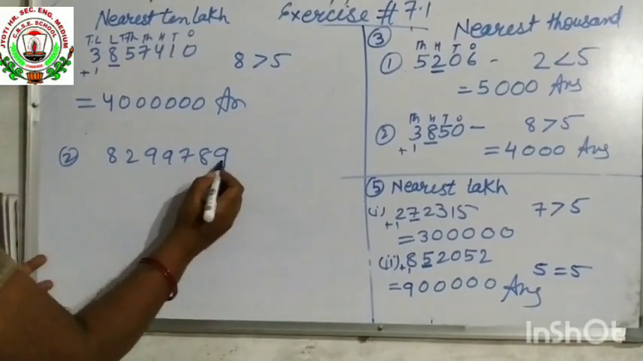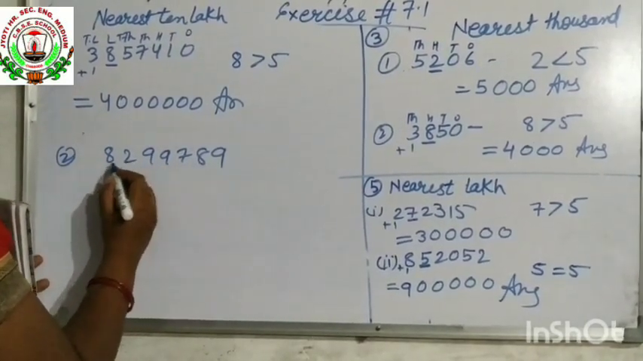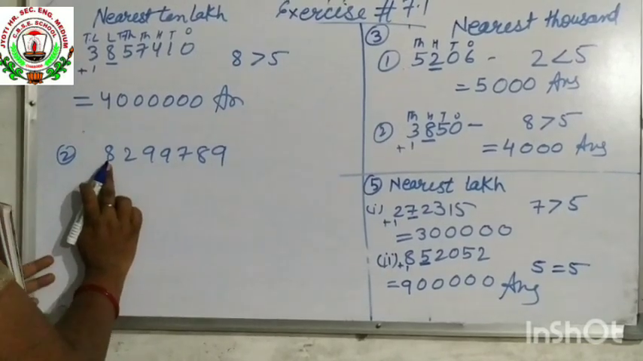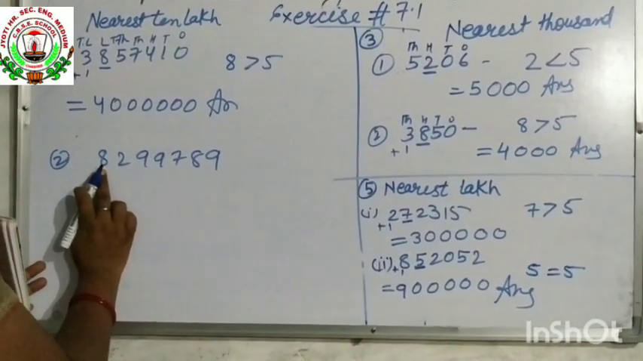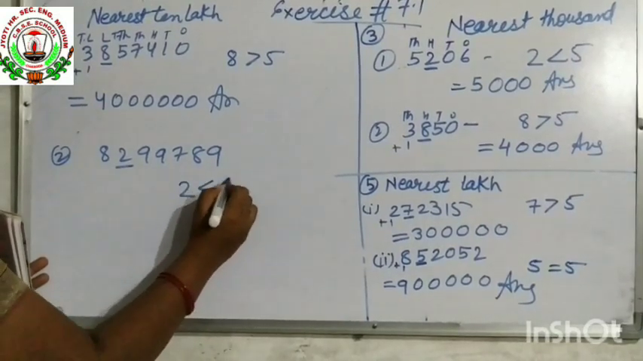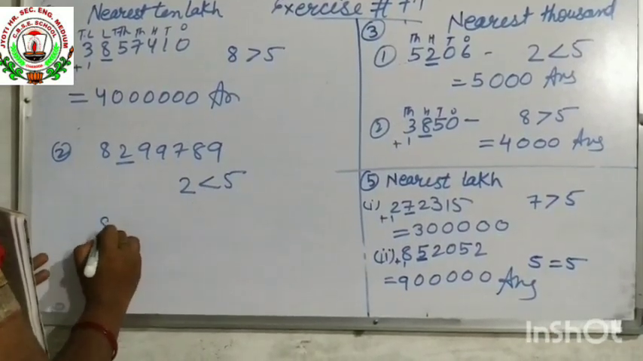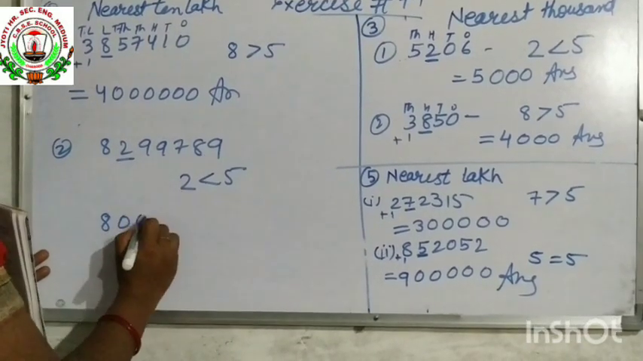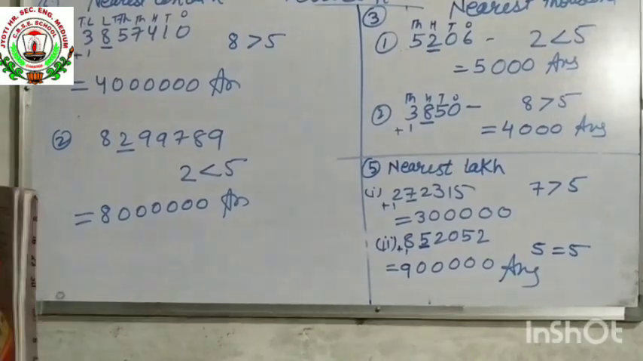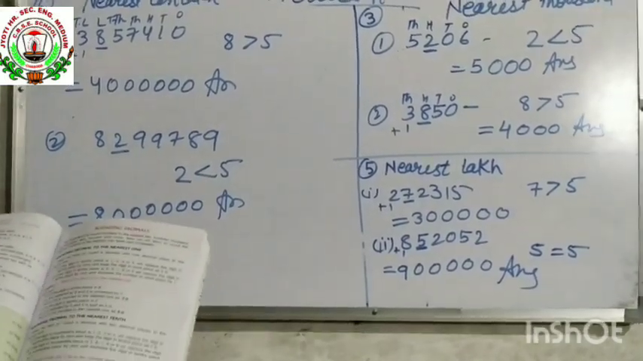Next again, ones, tens, 100, 1000, 10,000, lakh, 10 lakh. It is the required place that we have to round to, the nearest 10 lakh. So we have to see the lakh place number. It is 2. 2 is less than 5. So as it is, we will write the number and all the digits will be 0. Understood? So it is the answer. Now next we will see, that is question number 7.